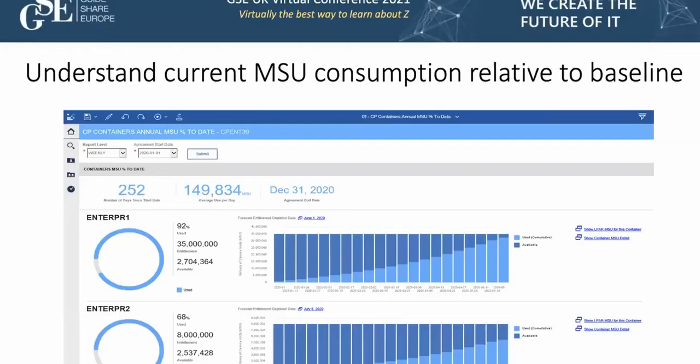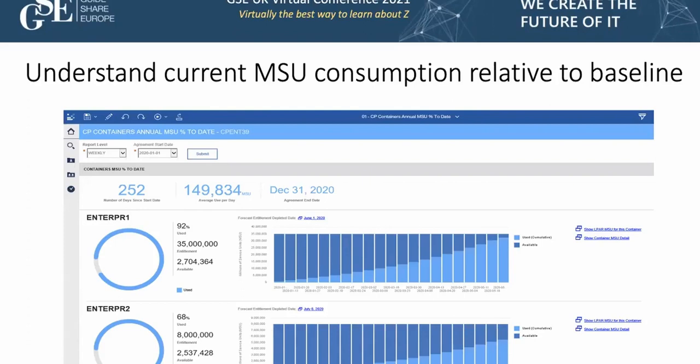So I'm just going to run through a couple of slides to show you what you want to focus on when you're looking at MSU consumption management. Here we've got 2 enterprise containers, and we can see, as the bar chart goes across the year, how much of our baseline entitlement we've consumed and how much we're getting closer to the baseline towards the end of the year. As we'll see, not hitting your baseline is not a problem, and going over your baseline is probably not a problem either.